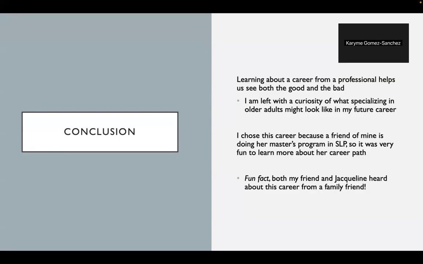Lastly, I wanted to give a little bit of background on why I chose this career. I actually went this route because a friend of mine is doing her master's program in SLP here at NMSU. And I actually asked her if she knew anybody, and she's the one that got me in contact with Jacqueline. So it was very fun and educative to learn more about her career path and knowing all the things she has to do in these upcoming years.